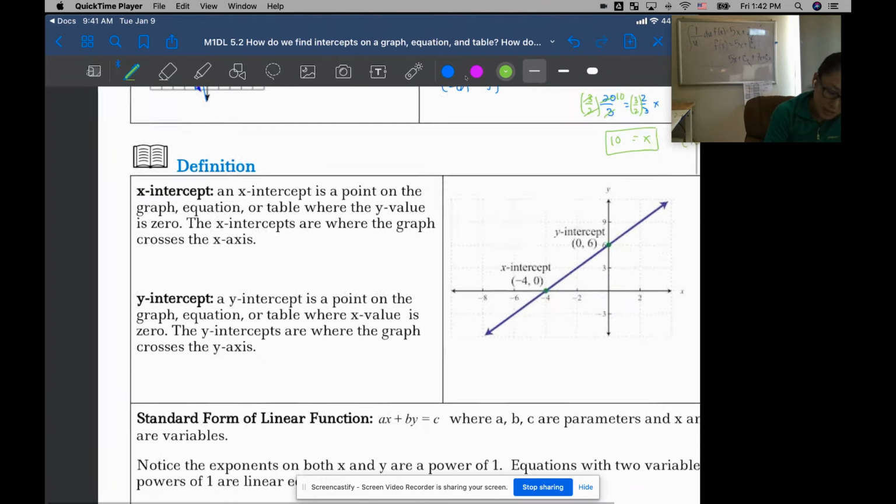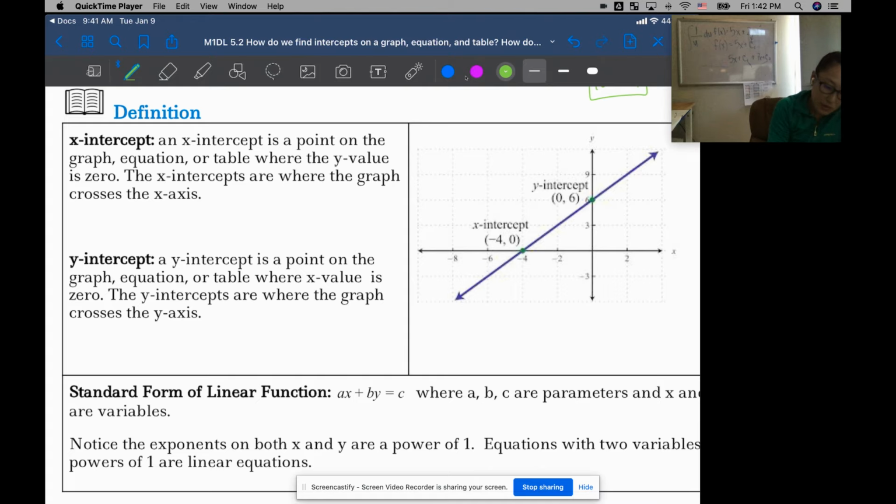Okay, so intercepts. An intercept is when a point crosses an axis. An x-intercept is when a point crosses the x-axis. Notice x-intercepts always have a 0 in the y, so the y value is 0. And when we have a y-intercept, the x value is 0. Notice the y-intercept here that crosses the y-axis: the 0 is in the x, and then we get a value for y.